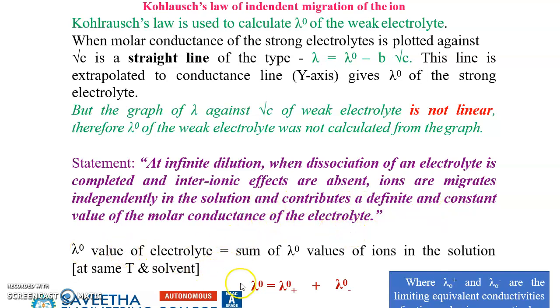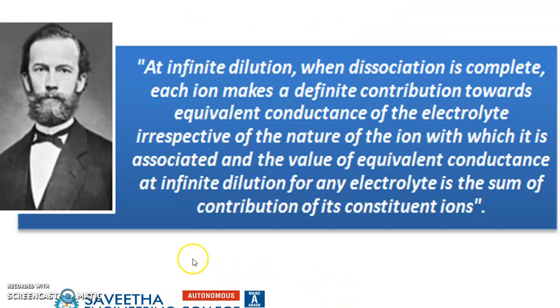That means to say, at infinite dilution, each and every ion will become a shareholder. Say for example, if you have 100 molecules of an electrolyte, you'll have 100 positive ions and 100 negative ions. That means it would have undergone 100% dissociation and all the ions will be shareholders for conductance. That is Kohlrausch's law.